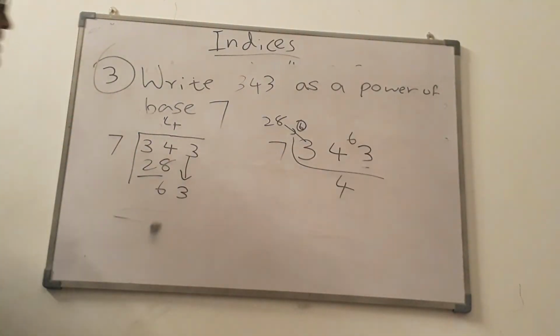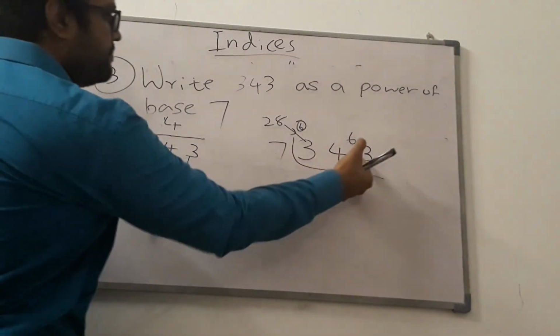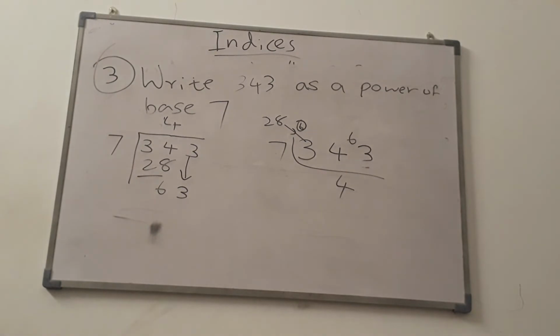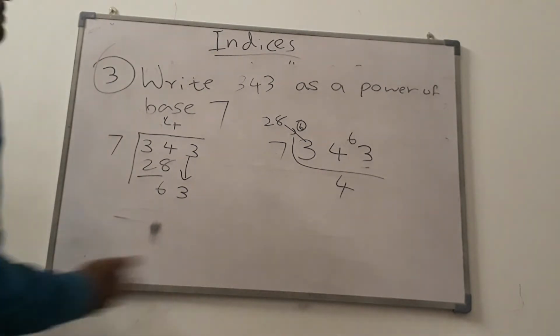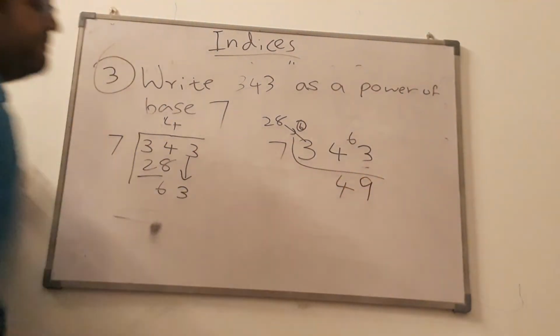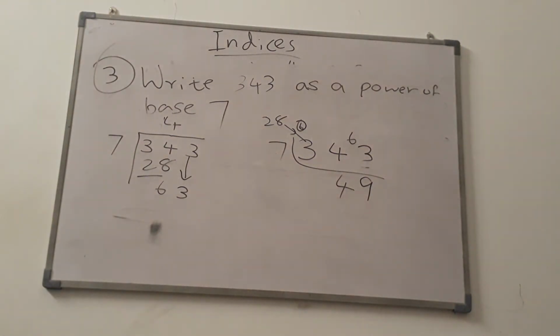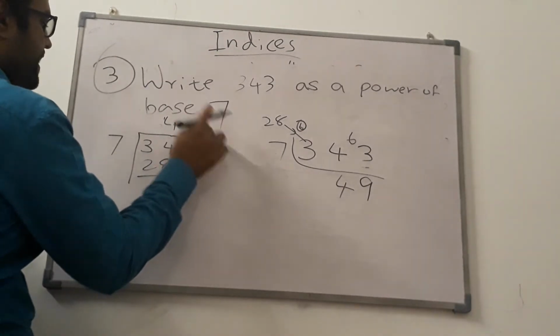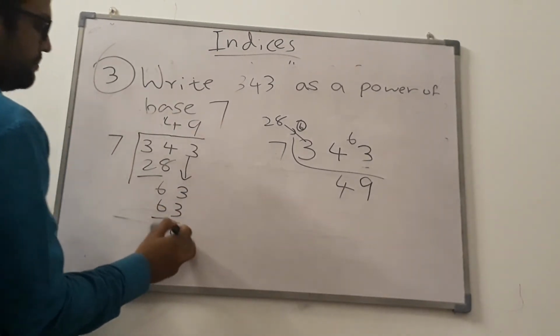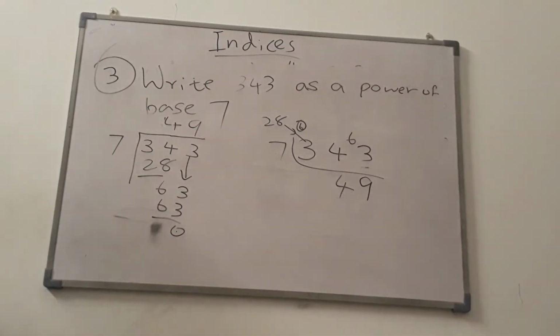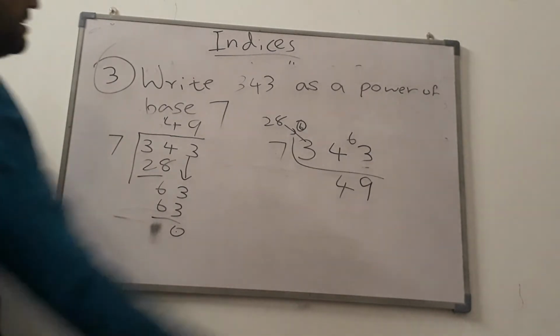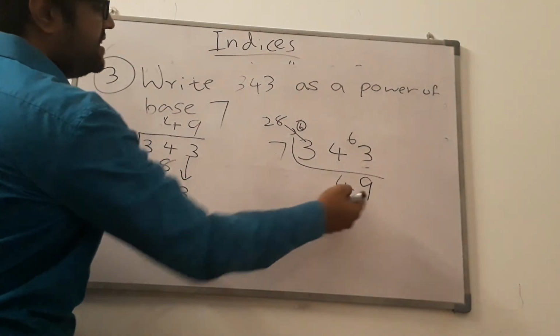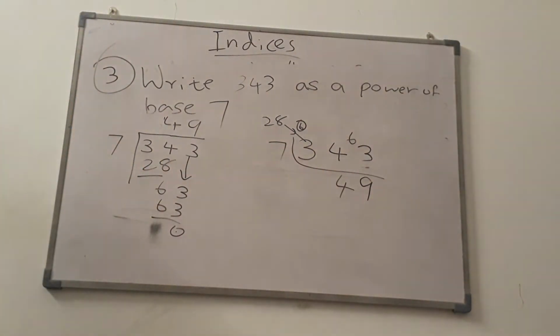63. Now we have to check how many 7's are there in 63. 63 means 7 times 9, from the 7 times table. 9 times 7 is 63. I completed the long division, so it is 49. There are 49 7's in 343. Here also I get the same. 49 7's. Okay.